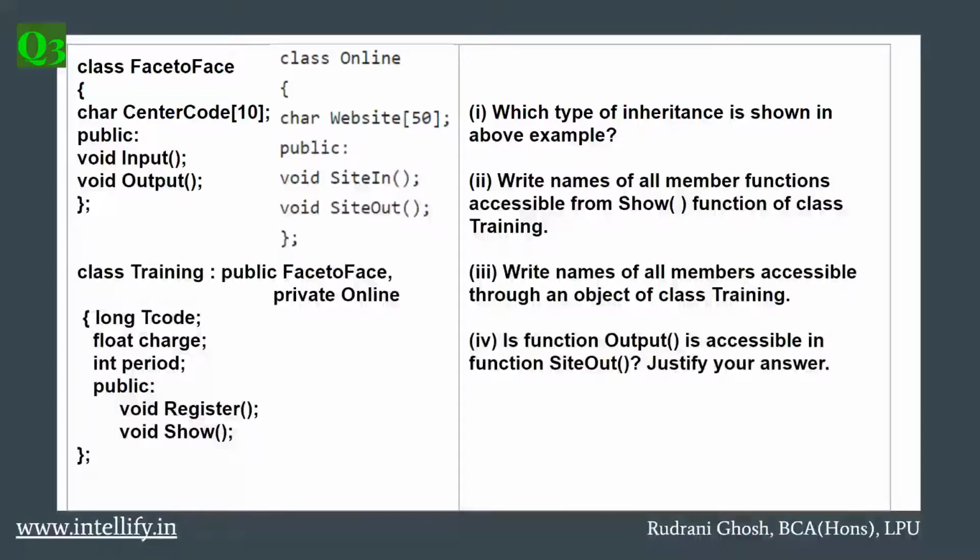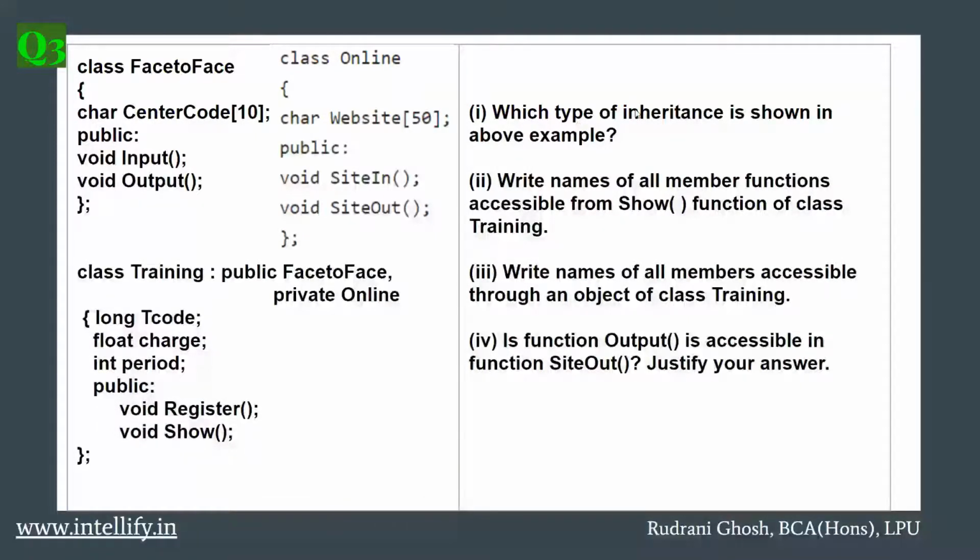We have another class called training that has been derived from face-to-face using access specifier public and private access specifier from online. So this kind of inheritance where you're deriving a class from multiple classes is known as multiple inheritance. Inside it, long T code, float charge and int period are private as access specifier is not defined. So by default it is private. And in public we have void register and void show.